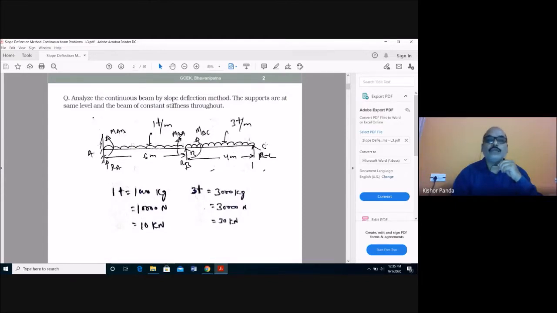So here you got how many equations? One equation is MCB is equal to 0. Then another equation is the sum of the moment at joint B is equal to 0. This is MBA plus MBC is equal to 0. So by using these two equations, you can find out the unknowns theta B and theta C.